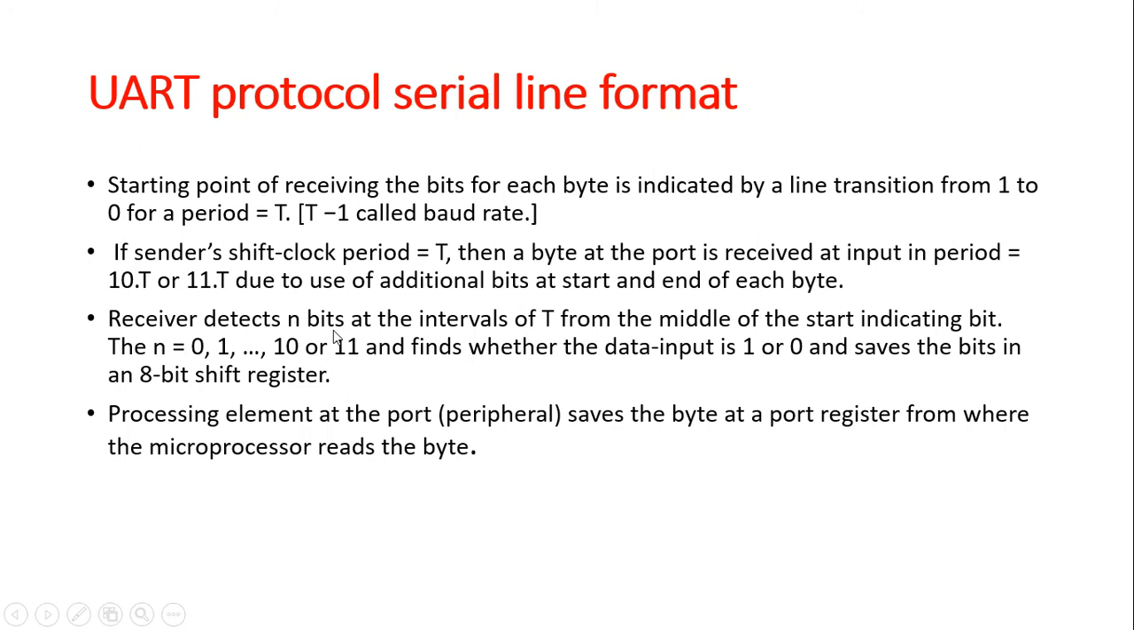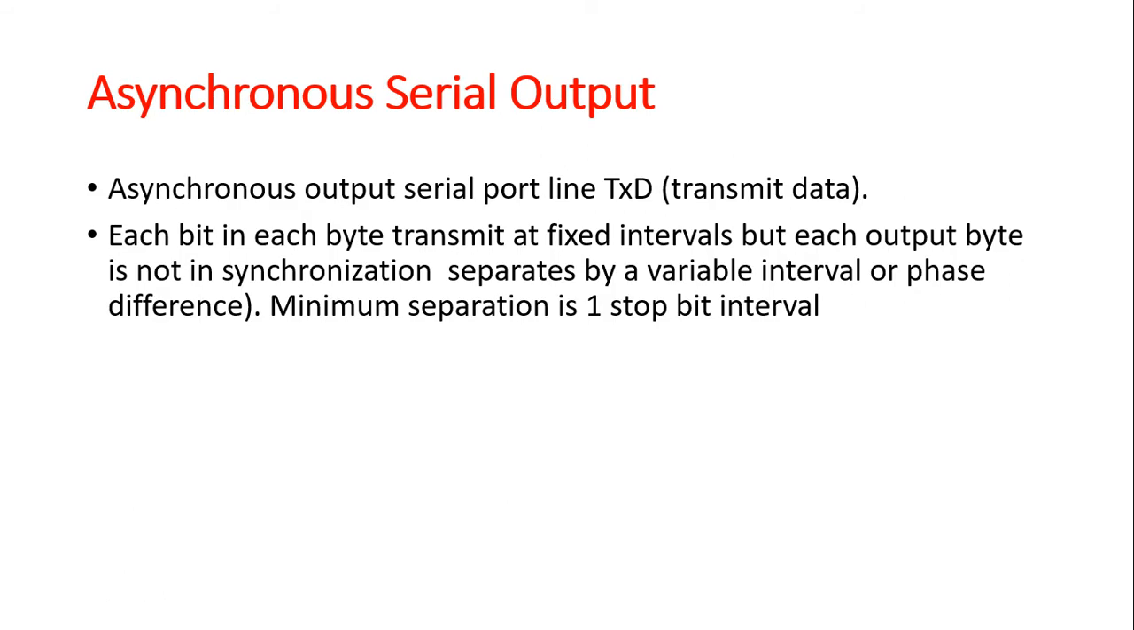The receiver detects the n-th bit at an interval of t from the middle of the starting bit, where n is equal to 0, 1, and up to 10 or 11, and finds whether the data input is 1 or 0, and saves the bit in an 8-bit shift register. The processing element at the port saves the byte at a port register from where the microprocessor reads the byte.